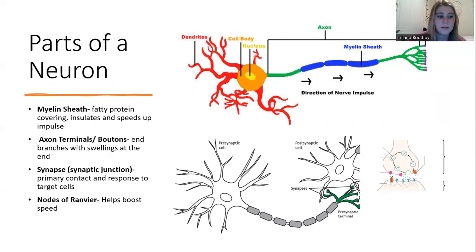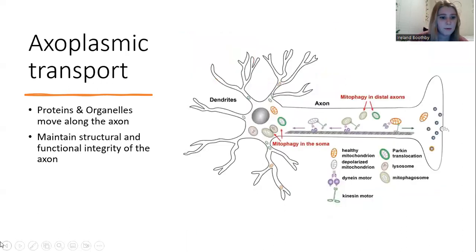The synapse or the synaptic junction is the primary contact and response to the target cells. If you can see here, this is the synapse, looking at those terminal buttons, and they're connecting to other dendrites of another neuron to communicate information and impulses. This is kind of like a microscopic, even more zoomed-in view of it, and it's chemicals going back and forth.